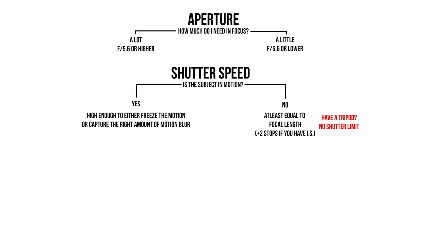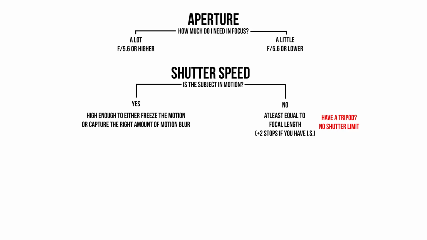So once I have everything I need in focus and everything I want out of focus, I move on to shutter speed. You have to ask yourself, is my subject in motion? If your subject is in motion and you want to freeze that motion, then you have to use a shutter speed that's fast enough to freeze them in place. Let's say you're shooting something like a moving car, where you want the car to be frozen, but you still want to show the wheel motion to show that it's in motion. In that case, you have to use a shutter speed that's fast enough to freeze the car, but not too fast where it stops the wheel motion from happening.